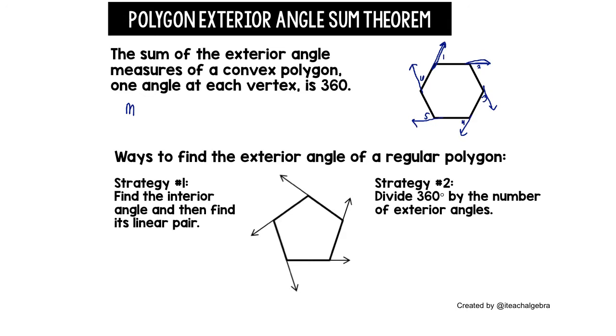So we add all these up. We get the measure of angle 1 plus the measure of angle 2 and angle 3 and angle 4 and angle 5 and angle 6. You add those up and you get 360, just like you're going around a circle. Okay?